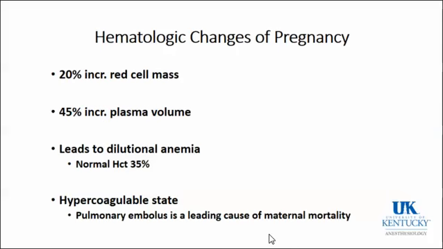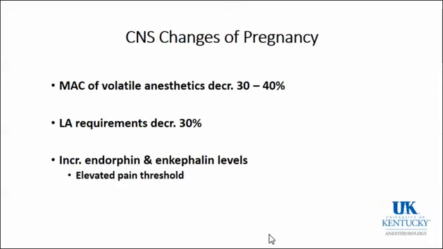Hematologic changes, as I mentioned, blood volume is increased due primarily to plasma volume. You do see an increase in red cell mass, though. There is an overall increase in red cell mass, but you see a dilutional anemia due to the fact that you have a greater increase in plasma volume. And pregnancy is a hypercoagulable state. Pulmonary embolus is a leading cause of maternal mortality. That's been a question sometimes on boards. What are major causes of maternal mortality?